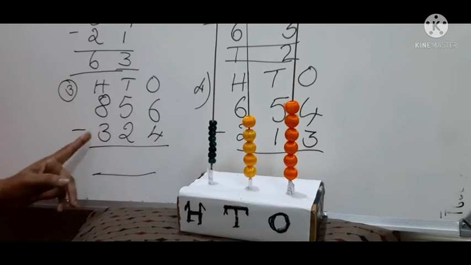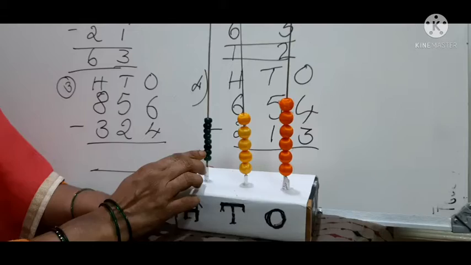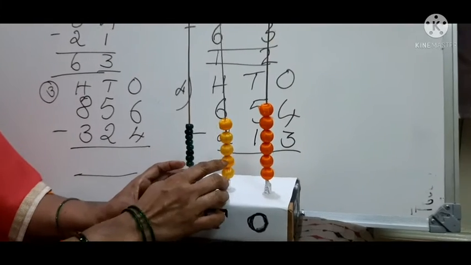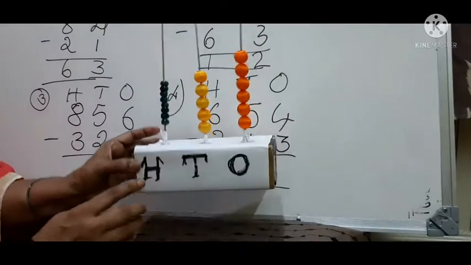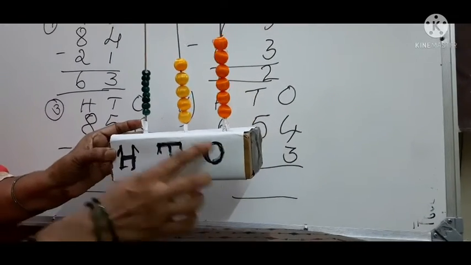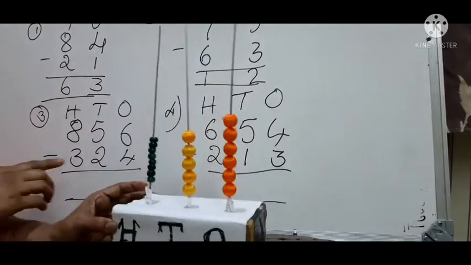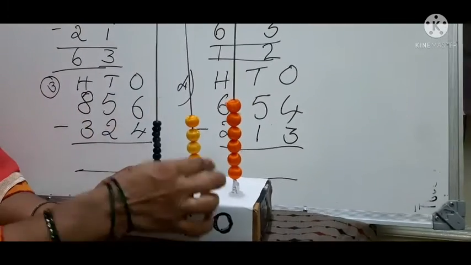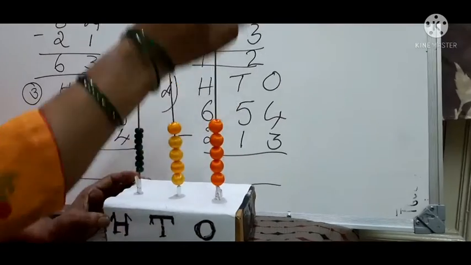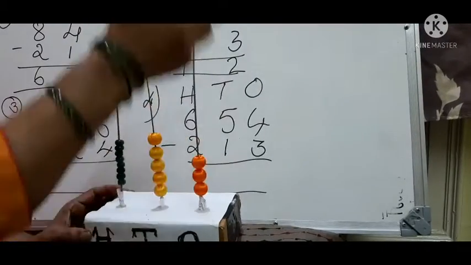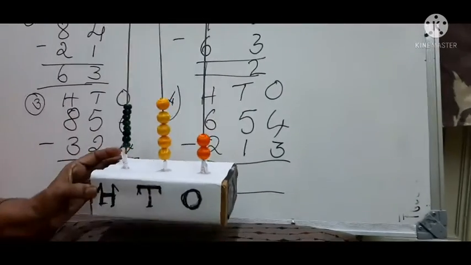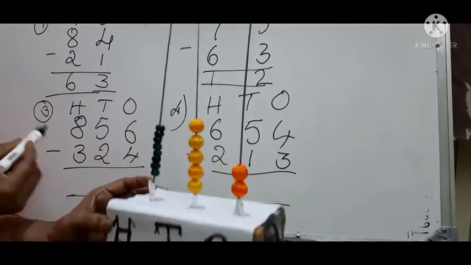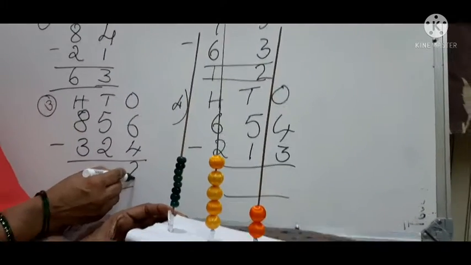856 minus 324. Hundreds, tens, ones. Now we have to subtract 6 minus 4. 4 beads we have to take out. Then how many are remaining here? 2. 6 minus 4 is 2.